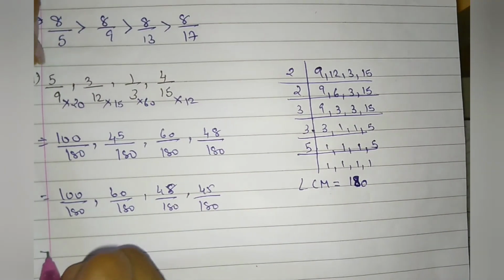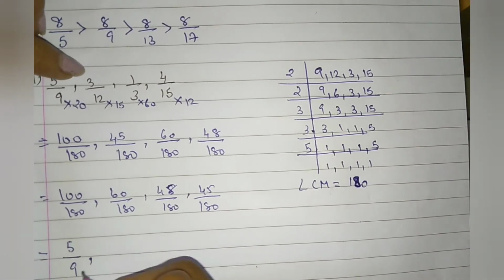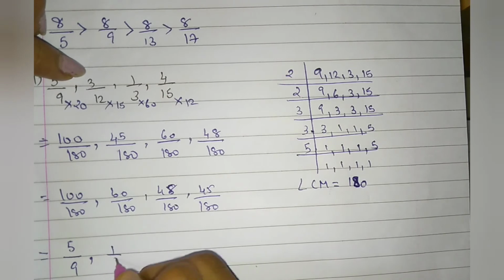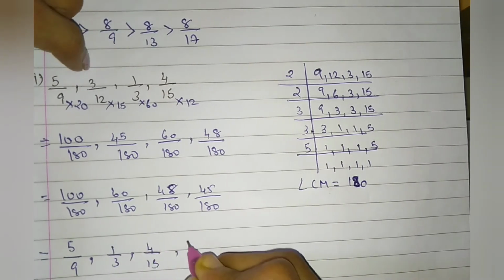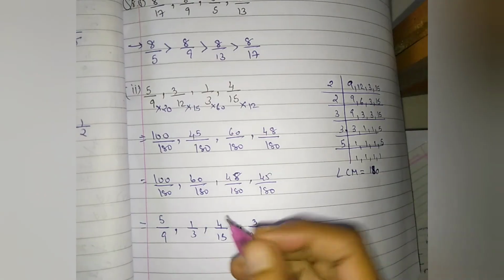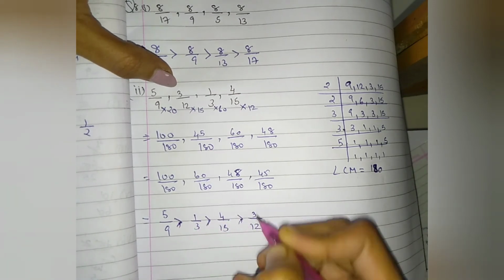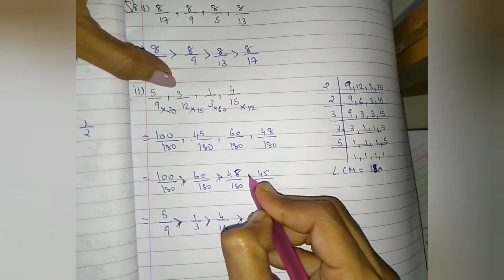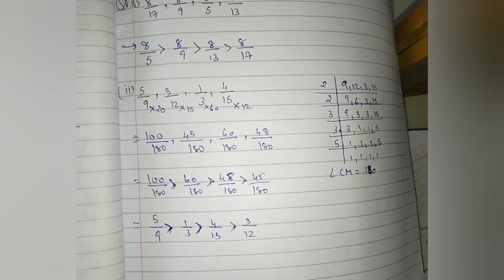Now we will write it in the question's fraction form, which is 5 upon 9, then 60 upon 180 is 1 upon 3, 48 upon 180 is 4 upon 15, and 45 upon 180 is 3 upon 12 is the answer. To make the sign, I am writing here 5 upon 9 greater than 1 upon 3 greater than 4 upon 15 greater than 3 upon 12. Here also the greater than sign will come because it is written that we have to use the symbol.